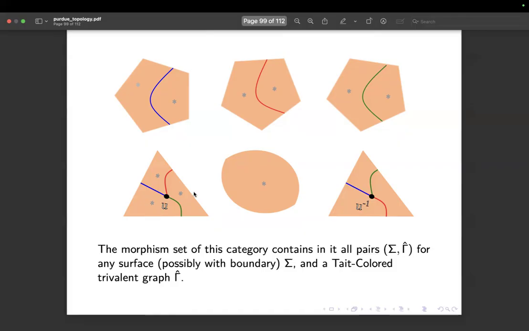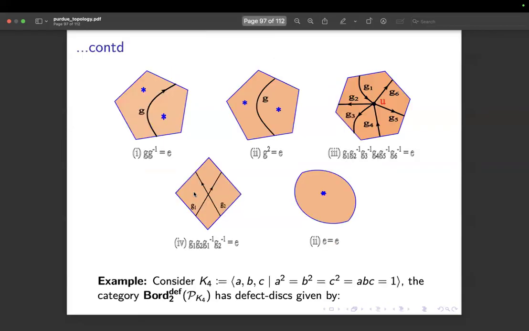And then what will happen is that the morphism set of this category contains in it all pairs for any surface sigma and the Tait-colored trivalent graph gamma prime. Okay, I want to take a step back to show that this construction is not as new as it seems. So look at picture 3, and consider the dual graph. If you consider the dual graph, then you will get a disk. Each vertex you replace by a disk, and then the edges will be traversed by the relations of the group.